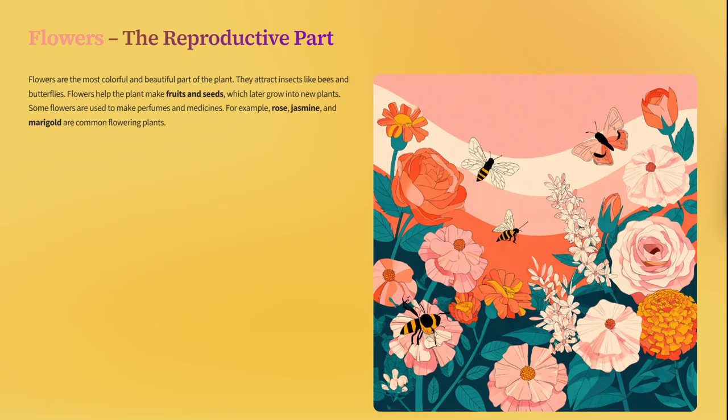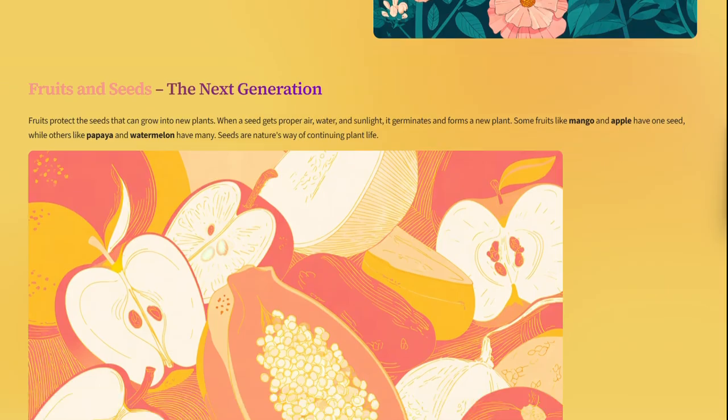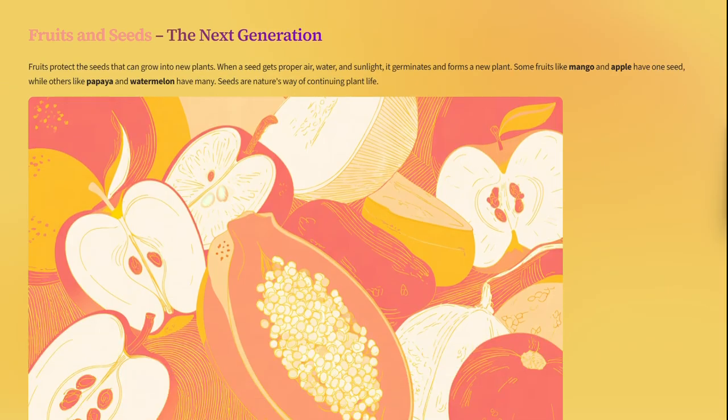Now, after the flower has done its job, something magical happens. It turns into a fruit. Fruits are formed from flowers. Inside every fruit, there are seeds, and these seeds are what grow into new plants. That's how plants continue their life cycle.